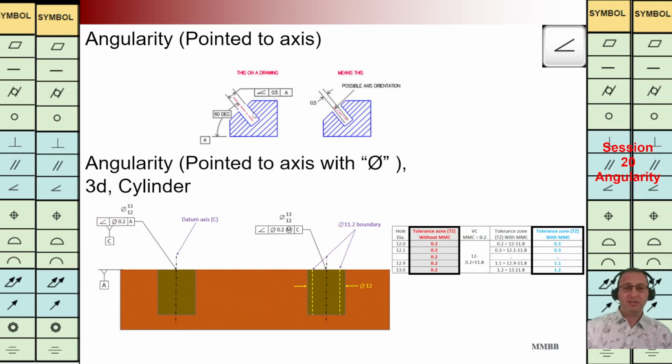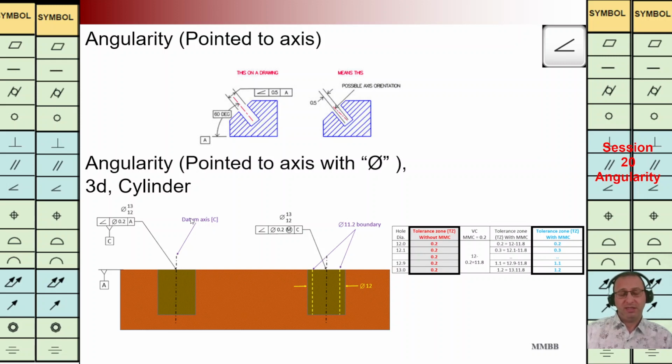Here in the second case, we are going to control the axis of this hole. As we can see, the angularity refers to the axis of this hole, and we have a basic dimension. The TZ is 0.5 back to A. It means we are going to have two parallel boundaries with a distance of 0.5, and the angle of the two boundaries is 60 with respect to A. And the axis of that hole should be in that TZ.